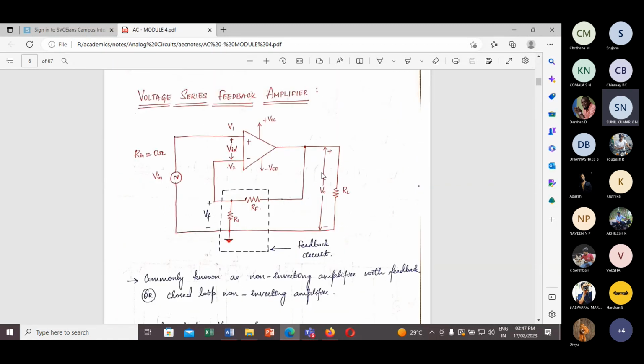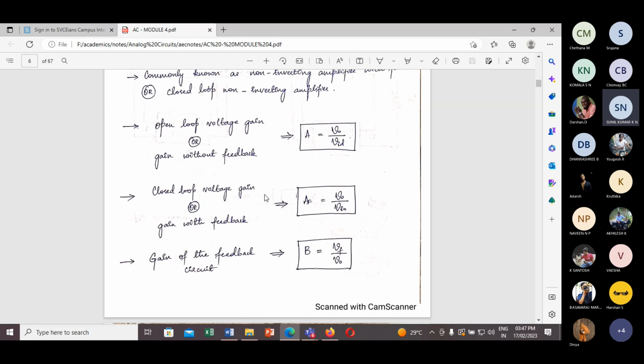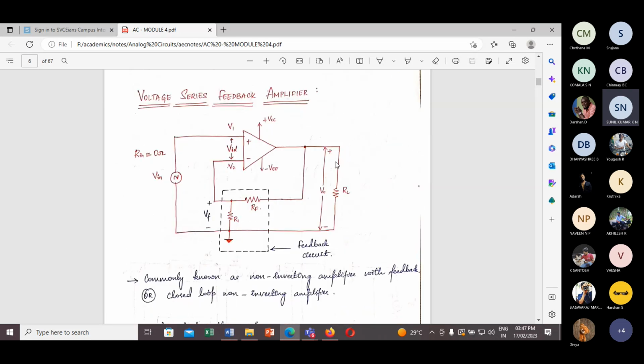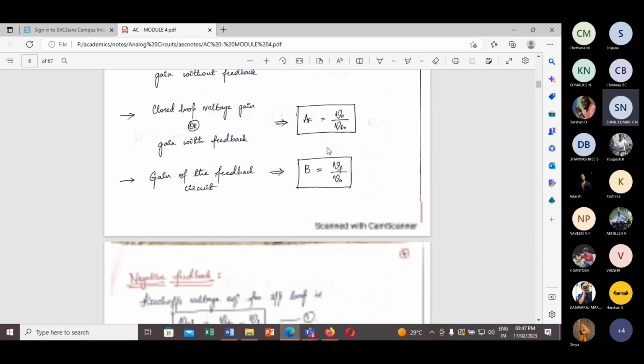Now if I want to find the closed loop gain, it is given by AF. AF is nothing but the gain with feedback, the gain with negative feedback, the closed loop gain. So we are going to call it AF. AF will be equal to the total output voltage versus the input voltage. So gain with feedback, AF, is equal to V0 by Vin.